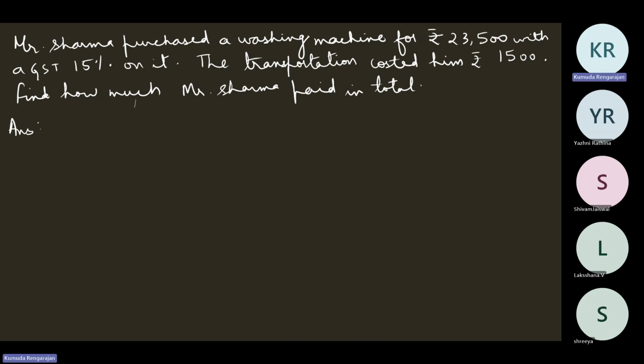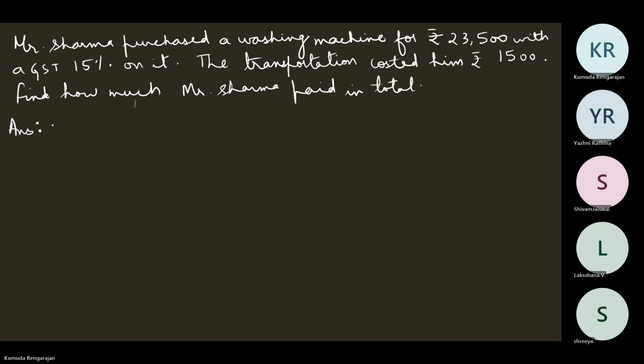Okay, so here we don't find that word including tax. That means 23,500 is just the price of the washing machine. It does not include tax. So find the tax and add it to 23,500. Tax is what we have to pay. Discount is given by the shopkeeper. Tax we have to pay. So you should add it to the cost of the product.